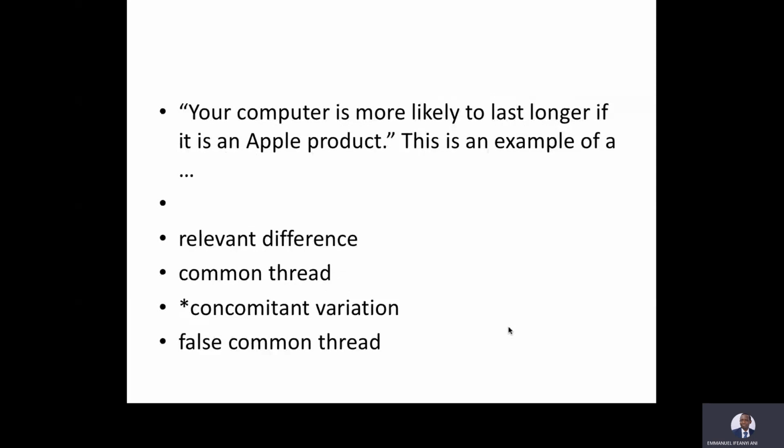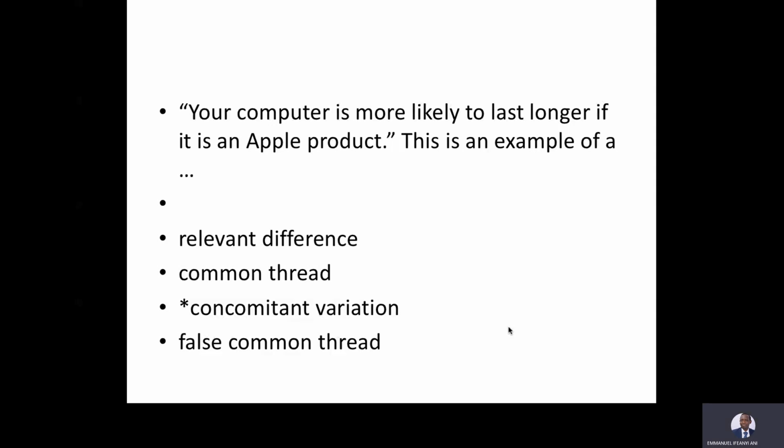Your computer is more likely to last longer if it is an Apple product. This is an example of what? Relevant difference, common thread, concomitant variation, false common thread. What should it be? Your computer is more likely to last longer if it is an Apple product. First of all, we ask ourselves the question, what makes a product or a laptop or a computer last longer? Why would a computer last longer? What makes it last longer?